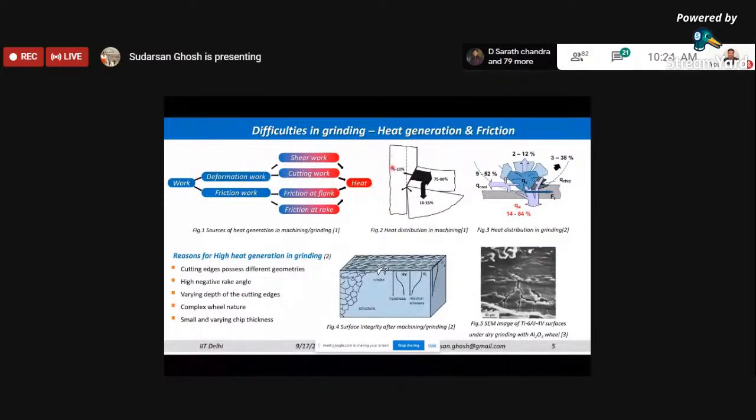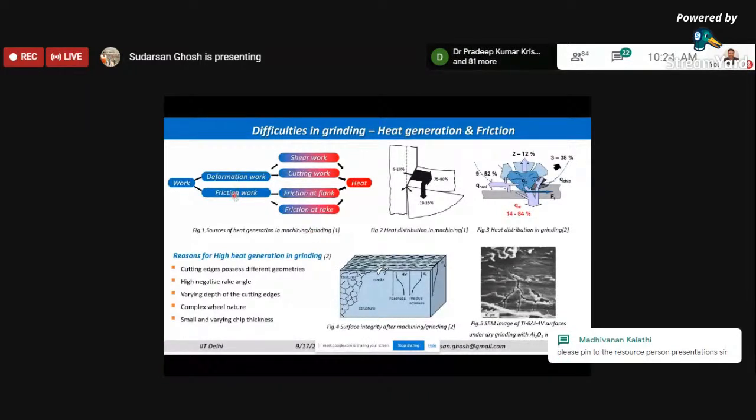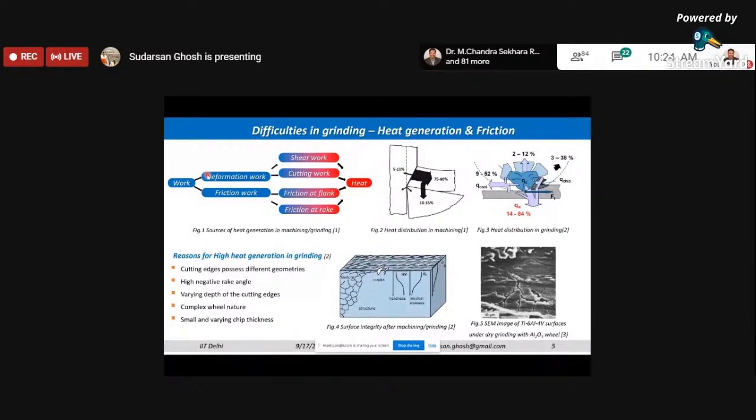So if we take a quick look at what happens during the machining or the grinding process, you see a lot of heat generation happens during the machining or the grinding process. And there are two sources of this heat generation. One is because of the deformation, because as you know, in metal machining or even in the grinding process, especially when you are machining the superalloys, which are ductile materials, there is a good amount of plastic deformation happening, which is mostly the shear deformation.